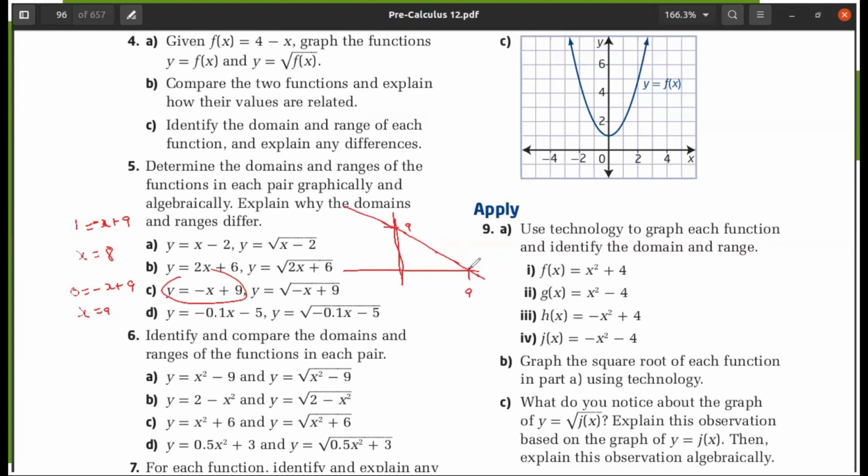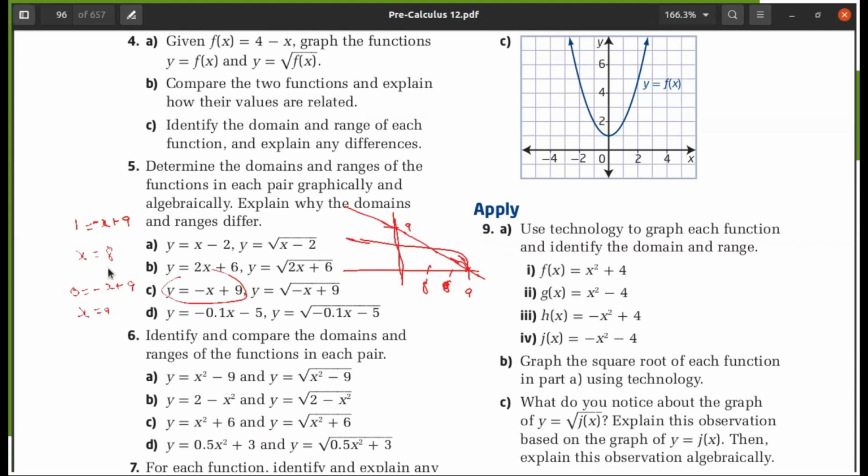So the graph will go like this. Between x equals to 9 and 8, this will be greater than, or I will draw like this. Don't mind my scale. It will go somewhat like this. The graph is very bad.